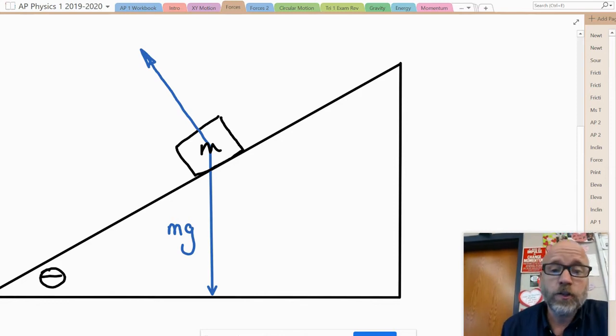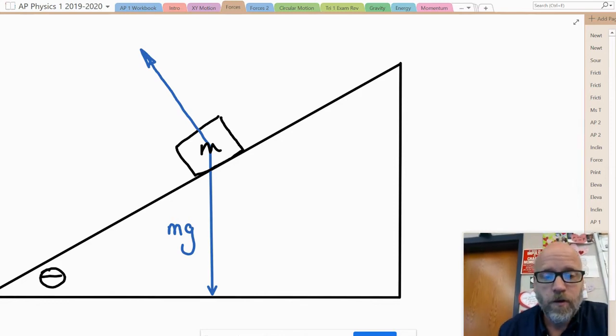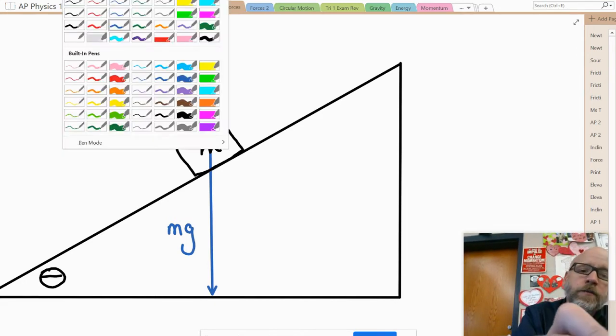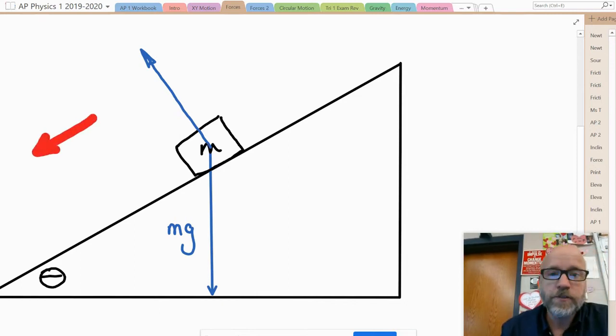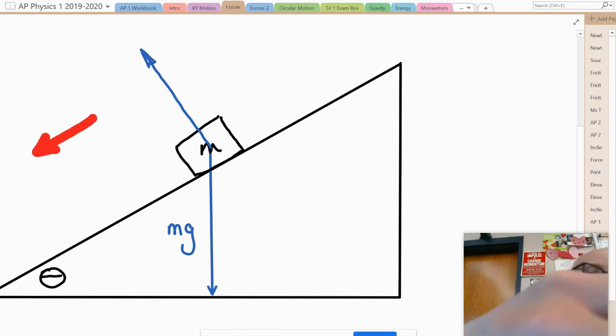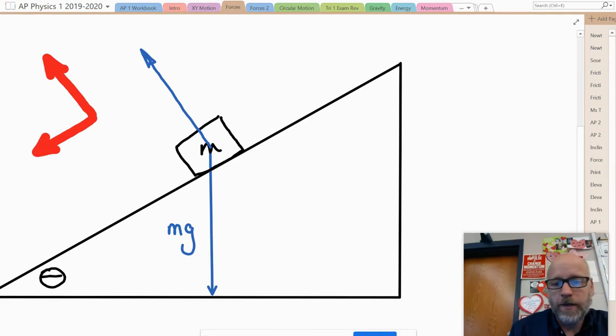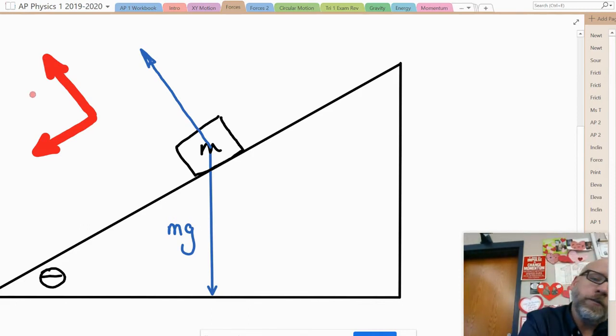Now, take a look at those two vectors. Are they in the xy coordinate plane? Well, I guess technically they are, but one of them is definitely at an angle in the xy coordinate plane. Now, this mass is going to go down the incline. I am going to make down the incline the positive direction. The other direction, my y direction, I'm going to make perpendicular to the surface.